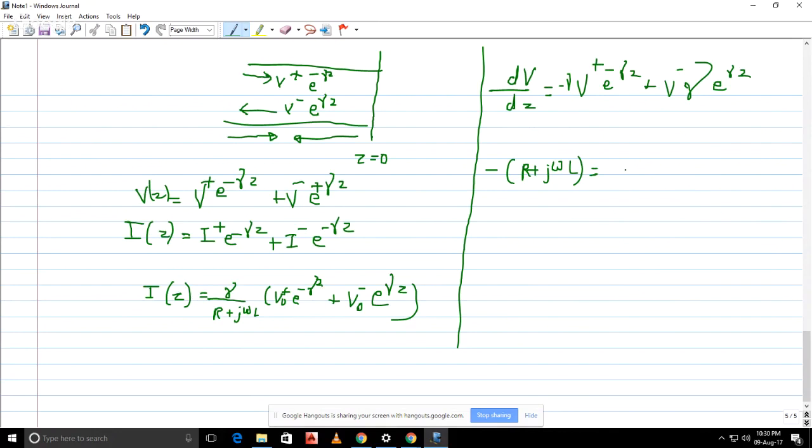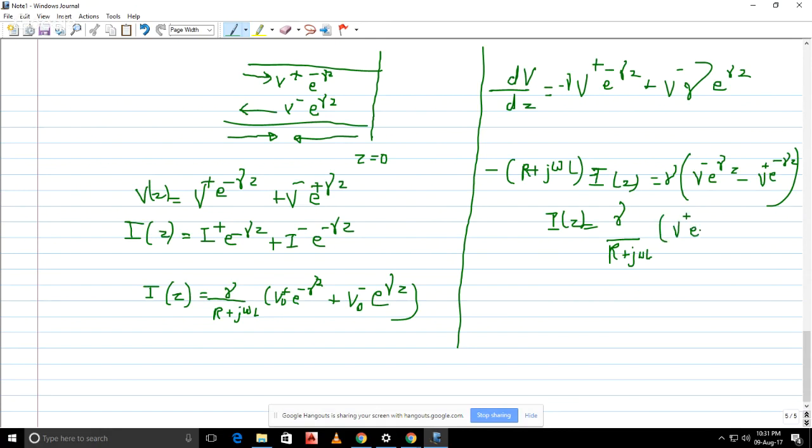Here what we do is pull out gamma common from this side, and then I get V minus e raised to gamma z minus V plus e raised to minus gamma z. And then I of z will be equal to gamma upon R plus j omega L. Now we have a minus sign over here, right? If I adjust this minus, then it becomes V plus e raised to minus gamma z minus V minus e raised to plus gamma z. Yes or no? So that becomes my current.